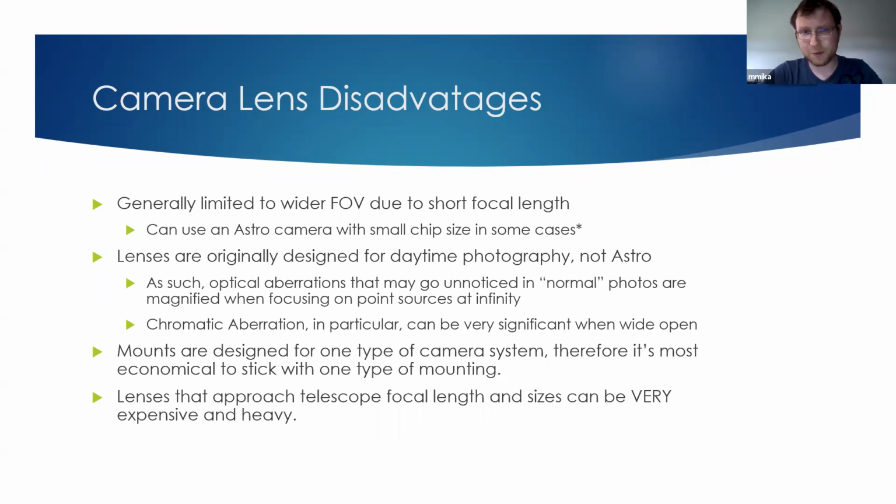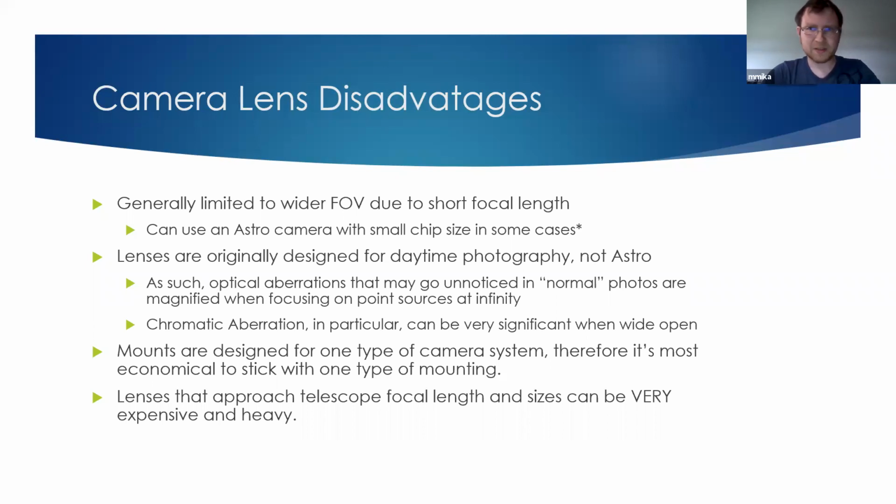Just one example is chromatic aberration. We know when we deal with lenses, like when we deal with refracting telescopes, chromatic aberration will be there unless you're using a very high quality glass. And high quality glass obviously comes at a higher price.